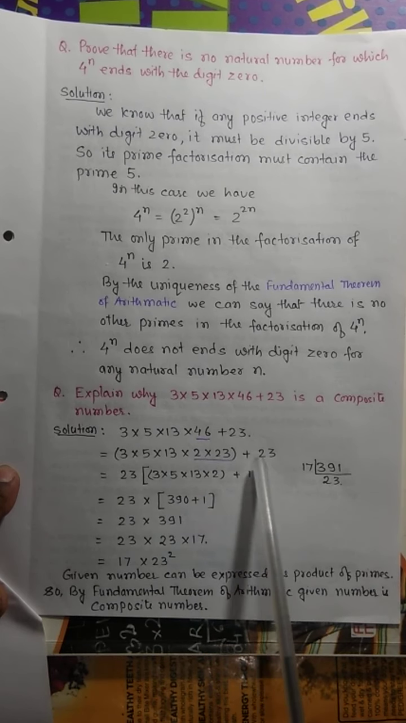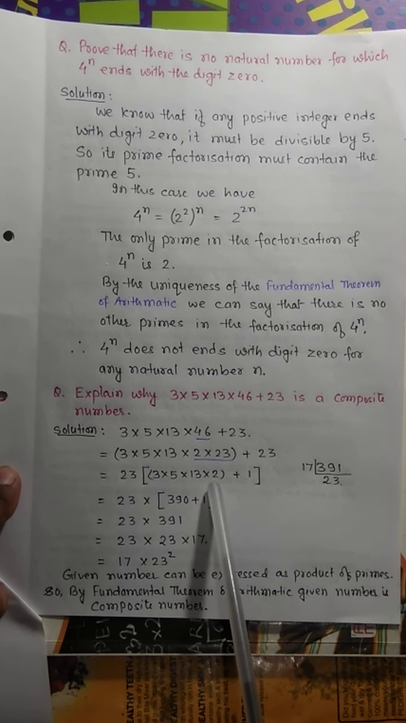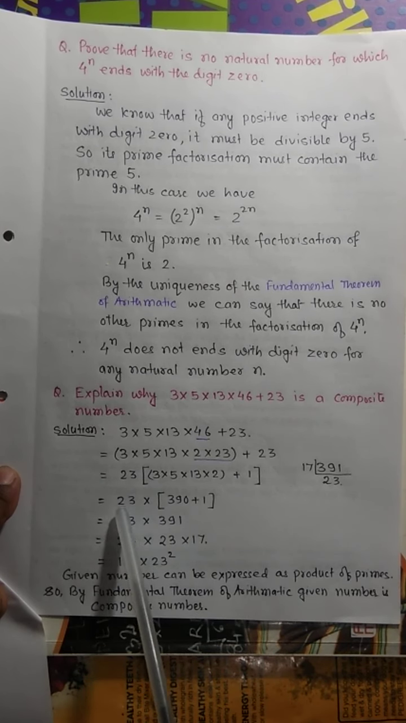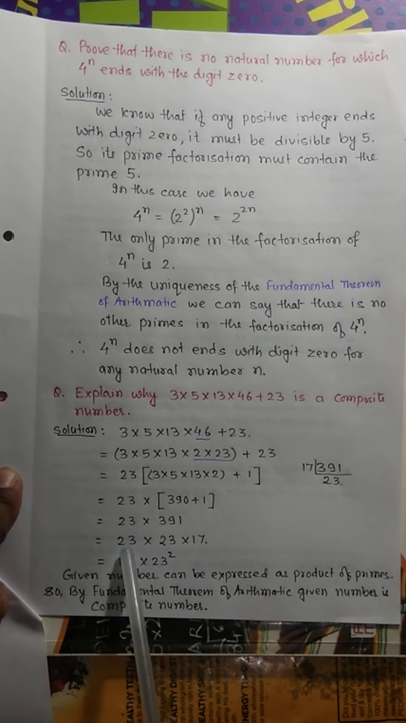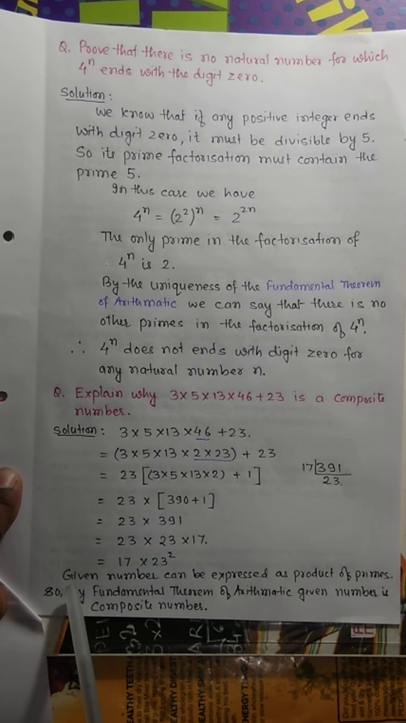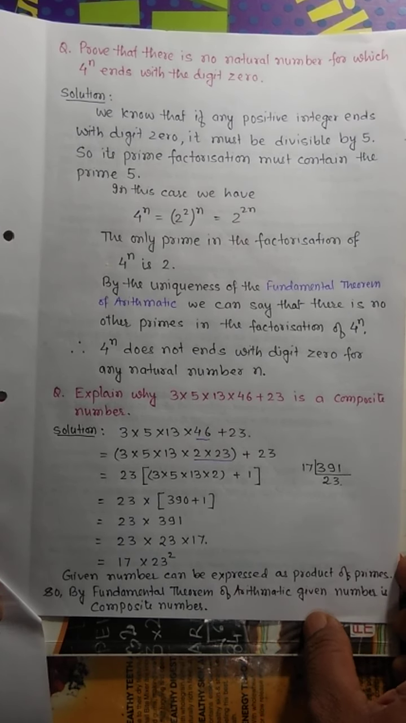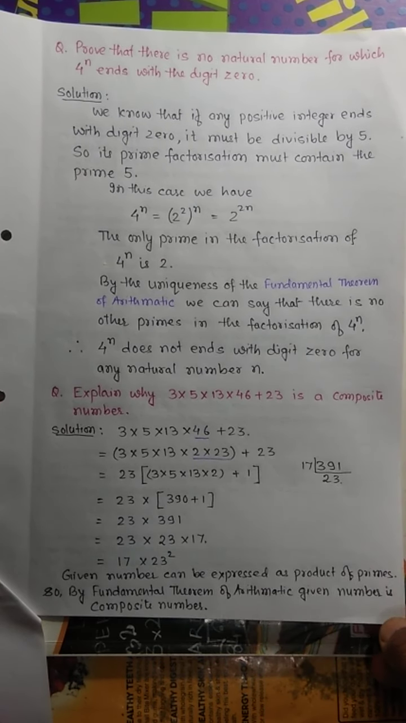Now from the first part and second part we can take 23 common. We can write 23 multiply (3 multiply 5 multiply 13 multiply 2 plus 1). Finally we get 23 multiply (390 plus 1), or 23 multiply 391. We can write it as 23 multiply 23 multiply 17, or 17 into 23 power 2. The given number can be expressed as a product of primes. So by the fundamental theorem of arithmetic, the given number is a composite number. Now we will move to the next part.